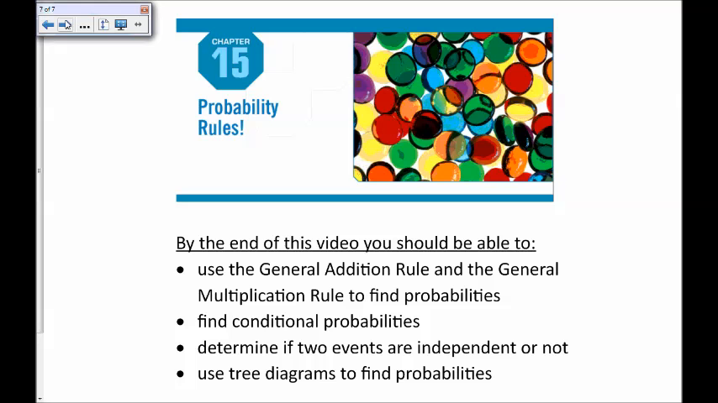So this video was about some probability rules, about the general addition rule and the general multiplication rule. It was about conditional probabilities and determining if two events are independent or not, and also using tree diagrams to answer some pretty complicated questions.